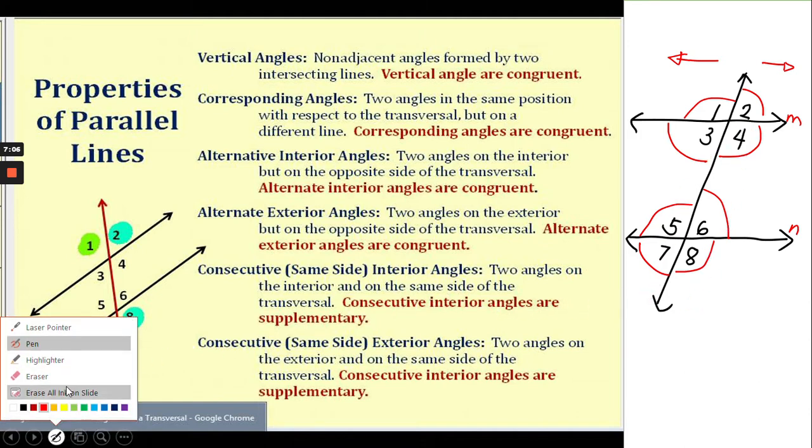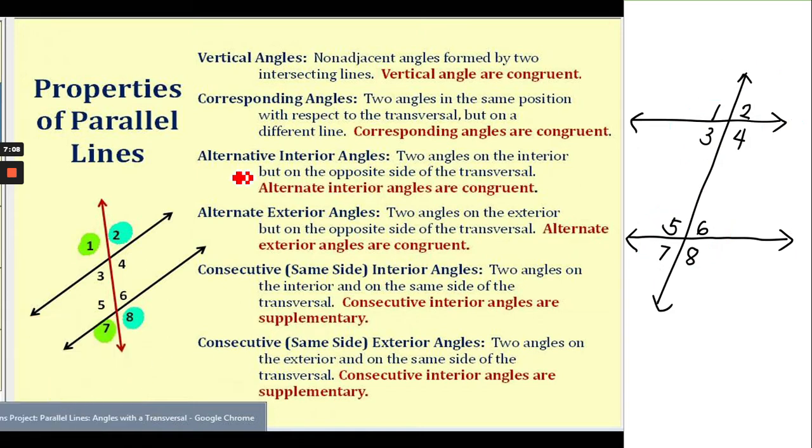Okay. Next, let us add alternate interior angles. Alternate interior angles, interior because they should all be at the interior of the transversal. So 3, 4, 5, and 6 are all at the interior. Alternate, one should be on the left side and the other one should be on the right side, but they don't share the same side. So angle 3 and angle 6 are alternate interior angles. Angle 4 and angle 5 are also alternate interior angles.